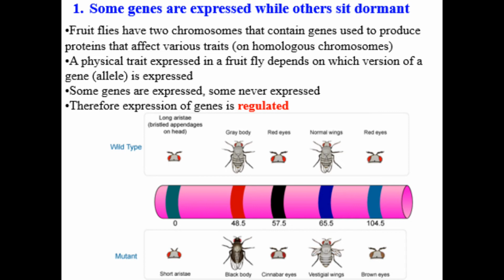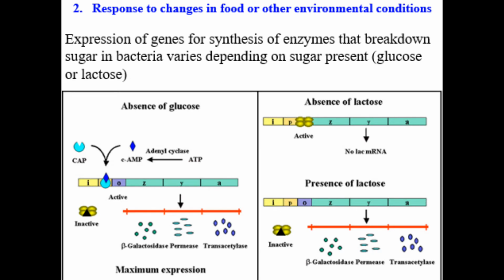So just the fact that there's dominant alleles and there's recessive alleles is a form of gene regulation, where the dominant allele is expressed and the recessive one is never expressed. It's never used to make a protein. That's a form of gene regulation. There's a lot of environmental conditions that cells go through or organisms go through that result in certain genes being turned on.